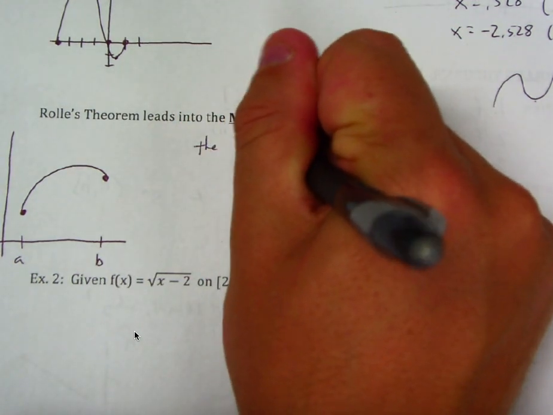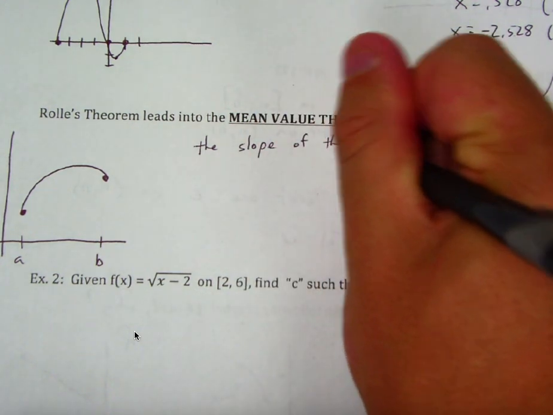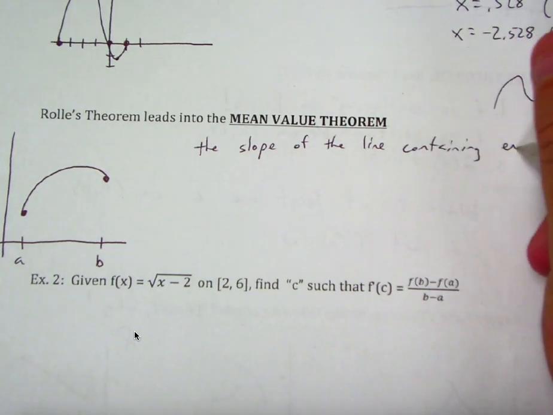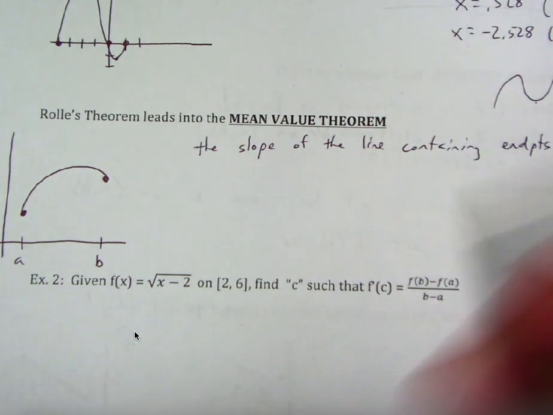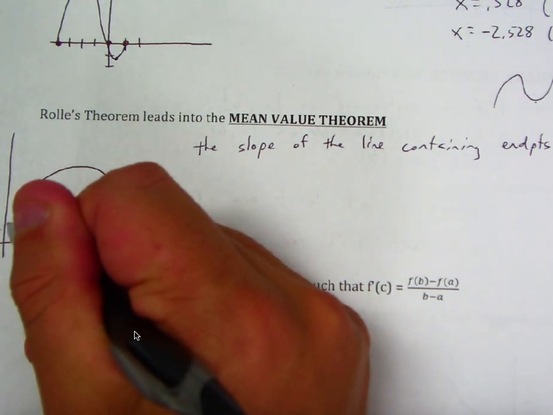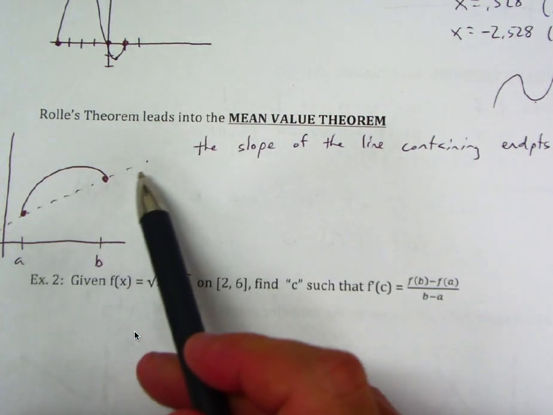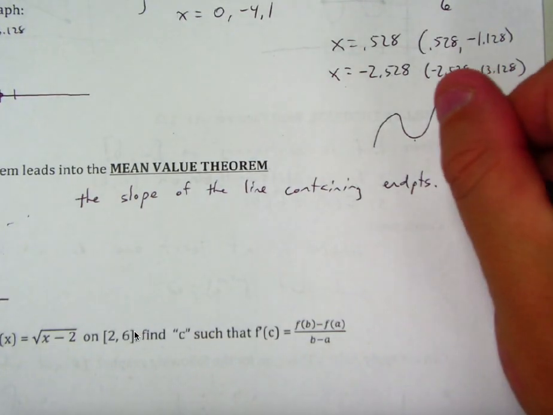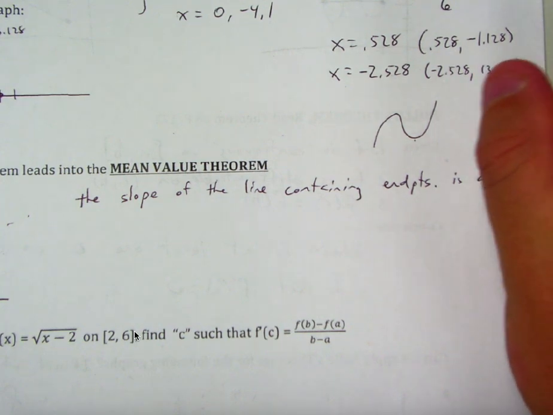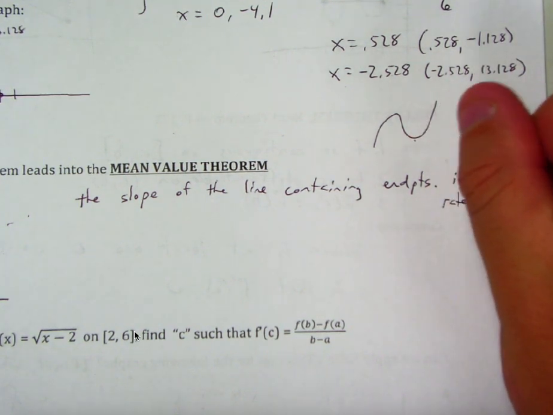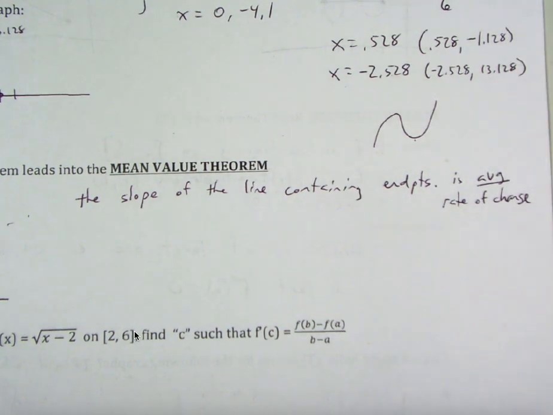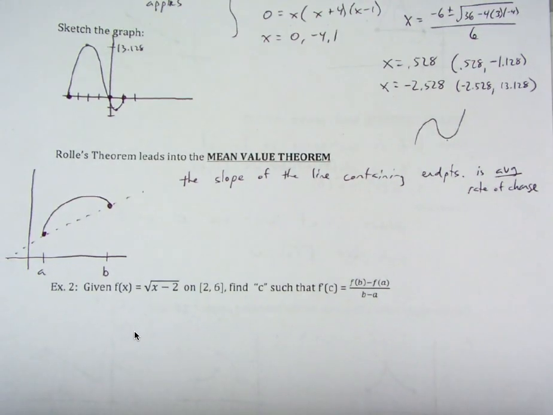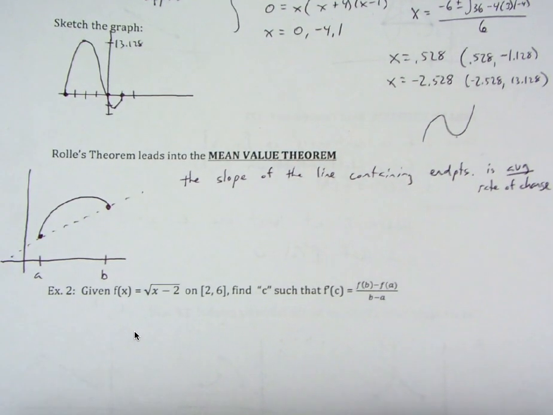Remember that the slope of the line containing endpoints, like if I would connect these endpoints and calculate the slope of that line, that's known as the average rate of change over the interval. So if you connect the endpoints, you get the average rate of change over the whole interval. Hopefully that rings a bell.